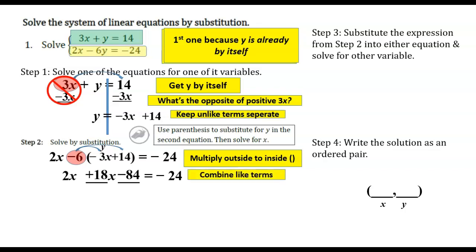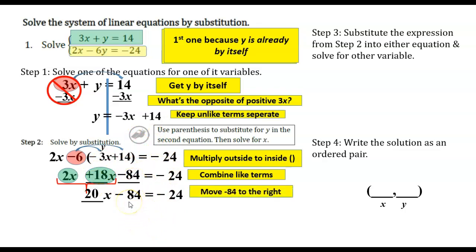The next thing we're going to do is combine like terms. We're going to put our x terms together. So what would 2x plus 18x be? Hopefully you got 20x. Notice how I bring everything down after I finish each step that didn't change. The next thing we're going to do is move that negative 84 to the right. What's the opposite of a negative 84? Positive. So we're going to add that to both sides. That cancels out, and we're left with 20x equals, what is 84 take away 24? And that would be 60.